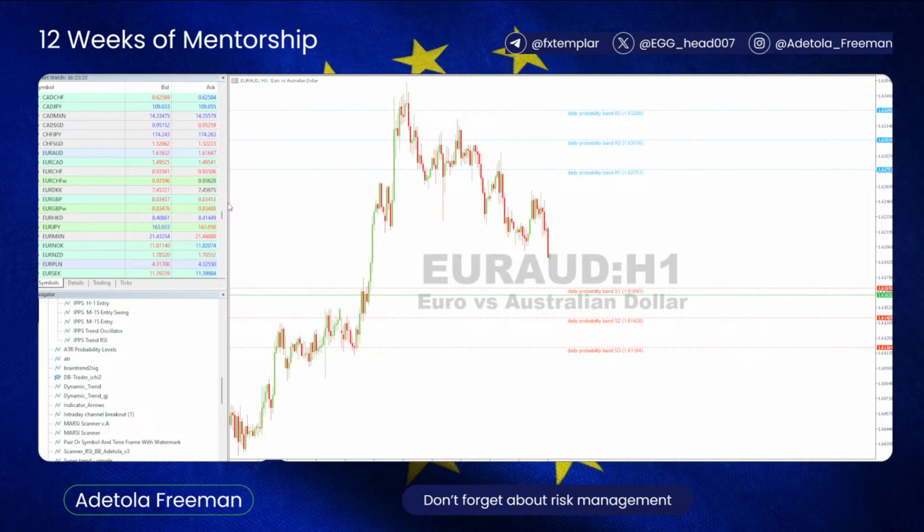The chart is loading. I don't understand why my MetaTrader is so slow. It's one of the reasons why I migrated to TradingView recently. Because at least I know that as long as my internet connectivity is okay, that is going to load up as quickly as possible.